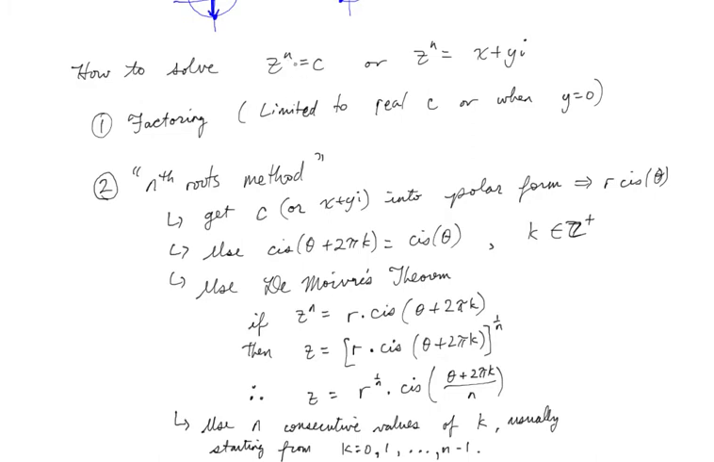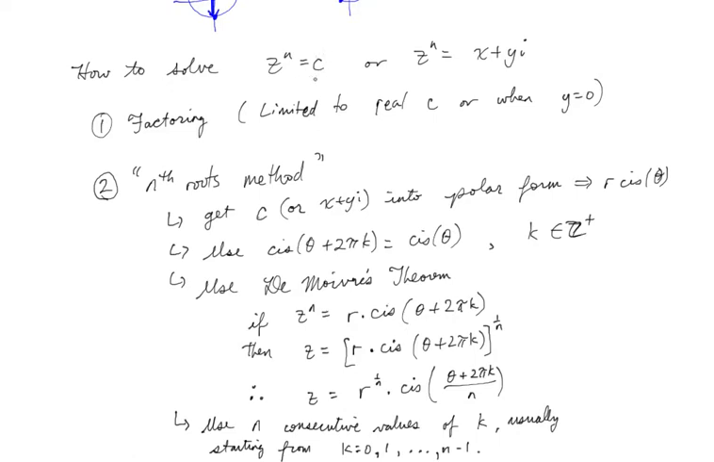If I have z to the nth equals c, or z to the nth equals x plus yi, those are the same. Okay, those are the same equations. There are two ways to do this, and the first way would be to factor. Right? If I was going to factor this, that would be one way to do it, but it's not ideal because it's only limited to real numbers.